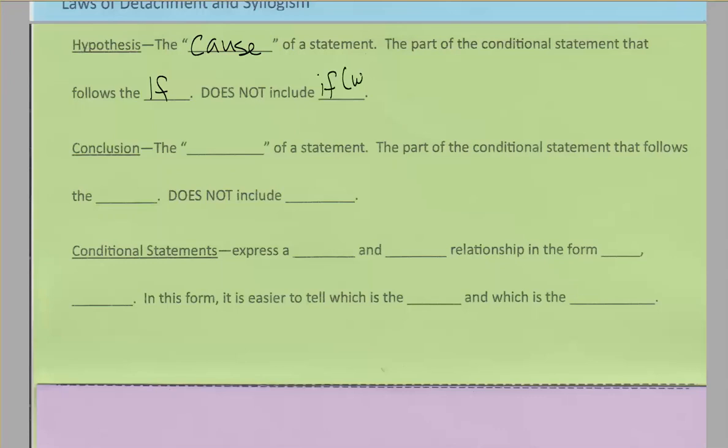And that's the word if. Conclusion is the effect of a statement, the part of a conditional statement that follows the then. And it does not include the word then. And again, the if-then thing will make sense in a minute.